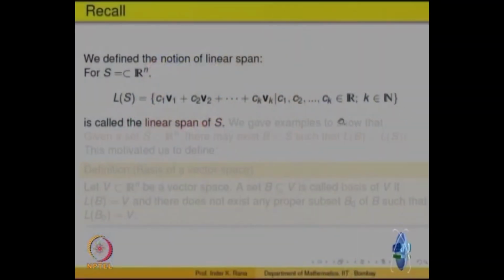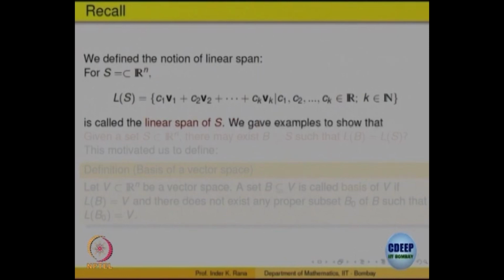So, let us begin our today's lecture. We will just recall what we had done earlier. We had looked at what is called the linear span of a set of vectors. So, given a subset S of Rn, we defined what is called the linear span. So, this is a linear combinations of the vectors in S, that is C1, V1 and so on. Okay. So, this we called as the linear span of the vectors.